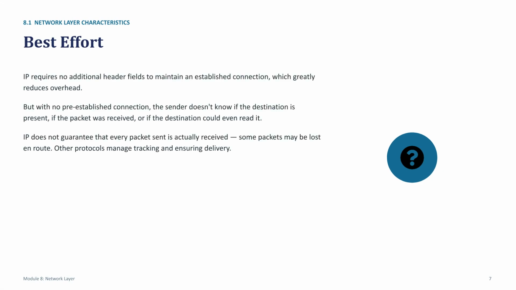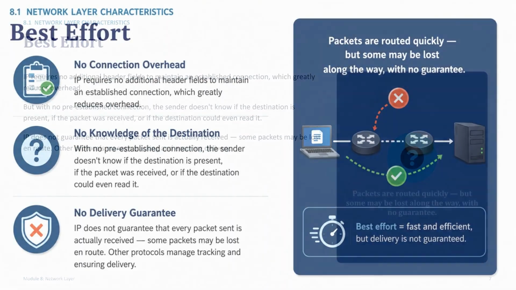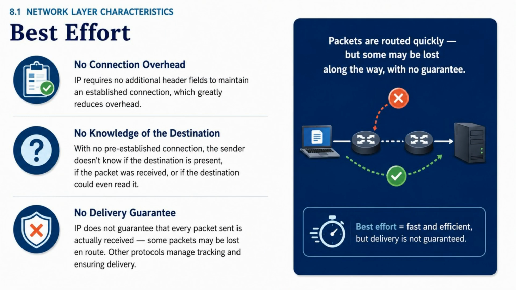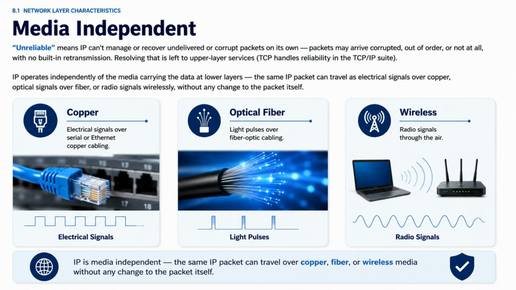But the trade-off is real. The sender doesn't know if the destination received the packet, or even if it could read it. IP doesn't guarantee delivery. Some packets may simply be lost, with reliability left to upper layer protocols like TCP. Unreliable specifically means IP can't manage or recover corrupted or lost packets on its own. No built-in retransmission. That's TCP's job. Separately, IP is media independent. The exact same packet can travel as electrical signals over copper, light pulses over fiber, or radio waves wirelessly, with zero change to the packet itself.